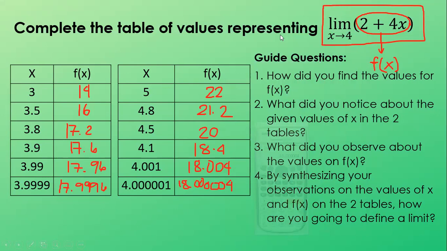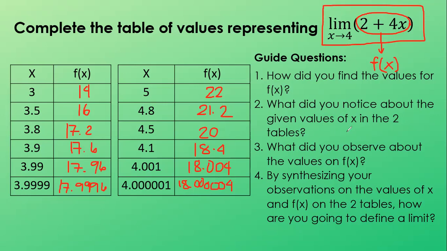let's answer the guide questions. So how did we find the values for f of x? We just substituted the values of x, each value on the table, sa ating given na function, which is 2 plus 4x, and then solve. And then number 2, what did we notice about the given values of x in the two tables?